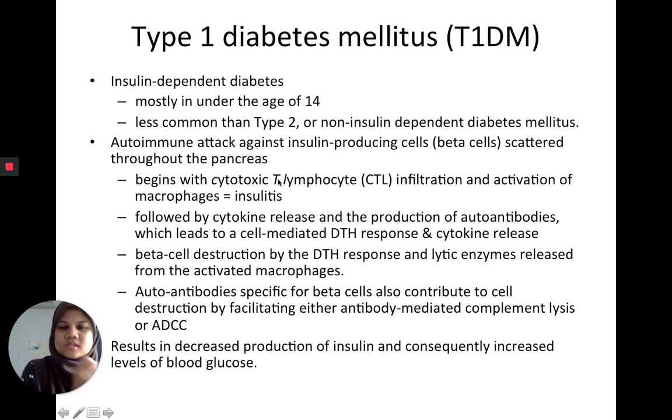And it starts with the cytotoxic T lymphocyte infiltration and activation of the macrophages, or insulitis. This is followed by cytokine release and production of autoantibodies, which then leads to a cell-mediated delayed type hypersensitivity response, or type 4, and cytokine release. So beta cell destruction, or the cells in the pancreas destroyed by the DTH response, will then contribute to the decreased production of insulin, and then of course the increase in blood glucose levels.